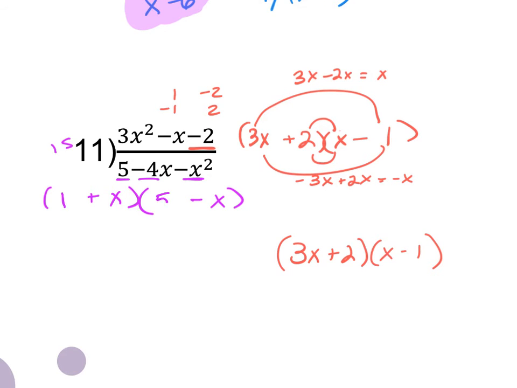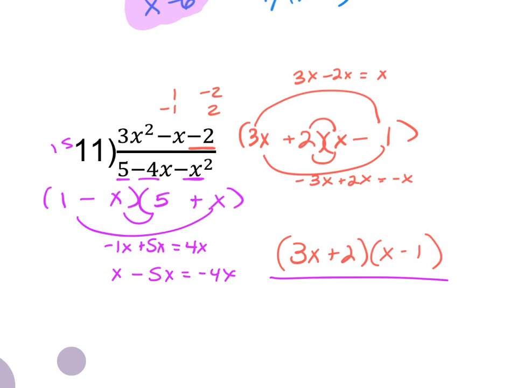I do 1 and 5, multiply outer, negative 1x, inner, positive 5x. The right number, but the wrong signs. So I switch the sign. Minus plus, and now I get positive x minus 5x, which is negative 4x. That's the right combination for my denominator. So I've got 3x plus 2 times x minus 1 over 1 minus x and 5 plus x.